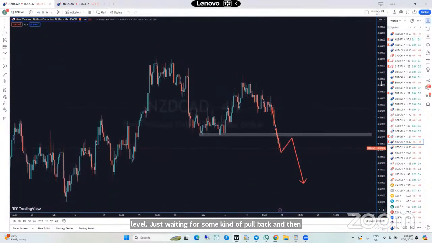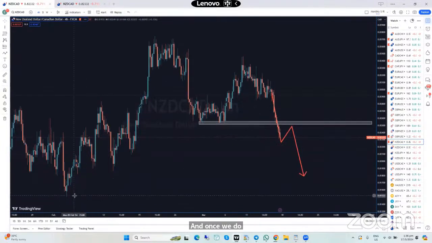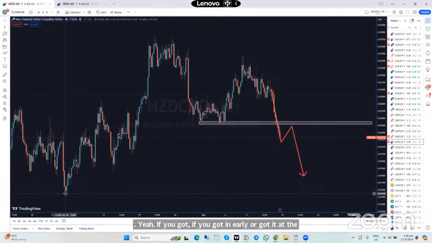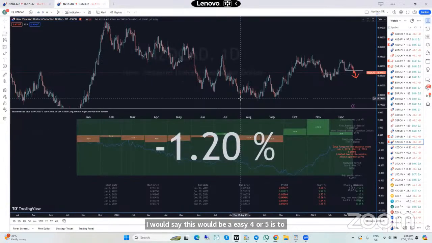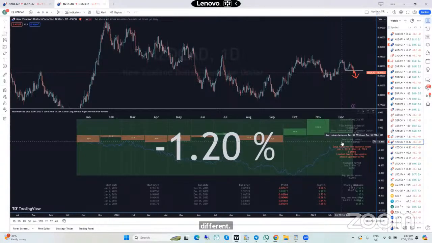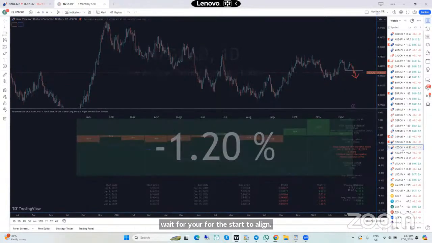And once we do that, if you got in early or got in at the right place, depending on your trading setup, I would say this would be an easy 4 or 5:1. Right. I mean, my easiness and your easiness is very different, but really, after we have done our due diligence, just wait for the stars to align. That means your strategy to align, and then we can start to enter.